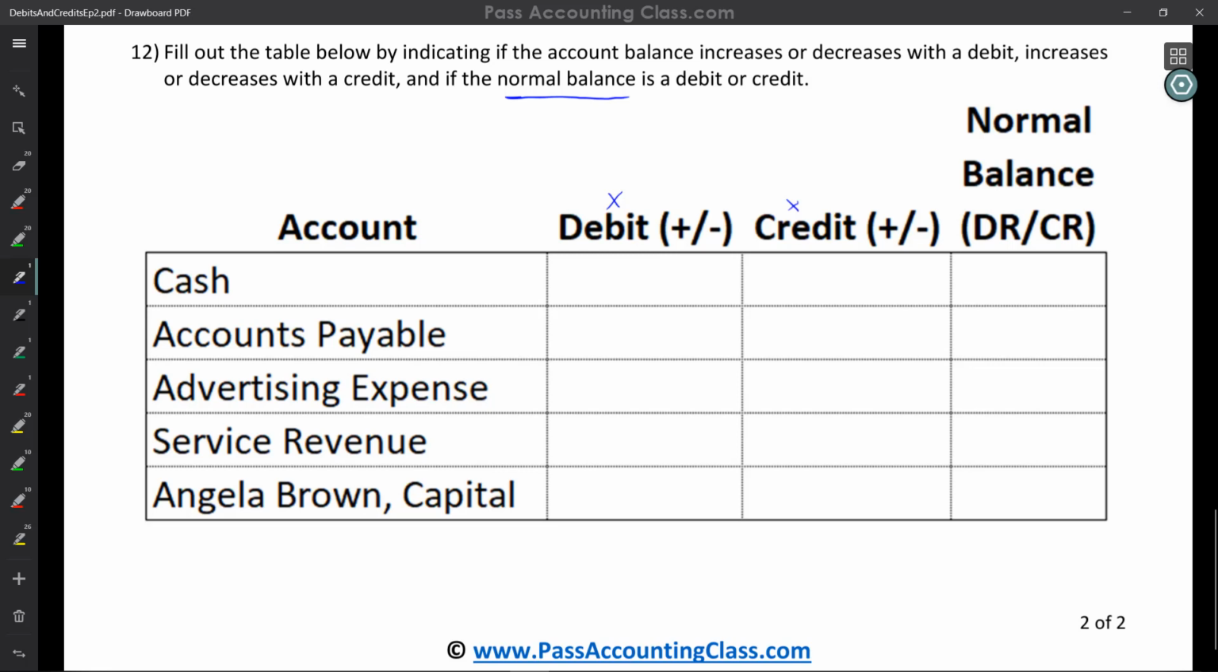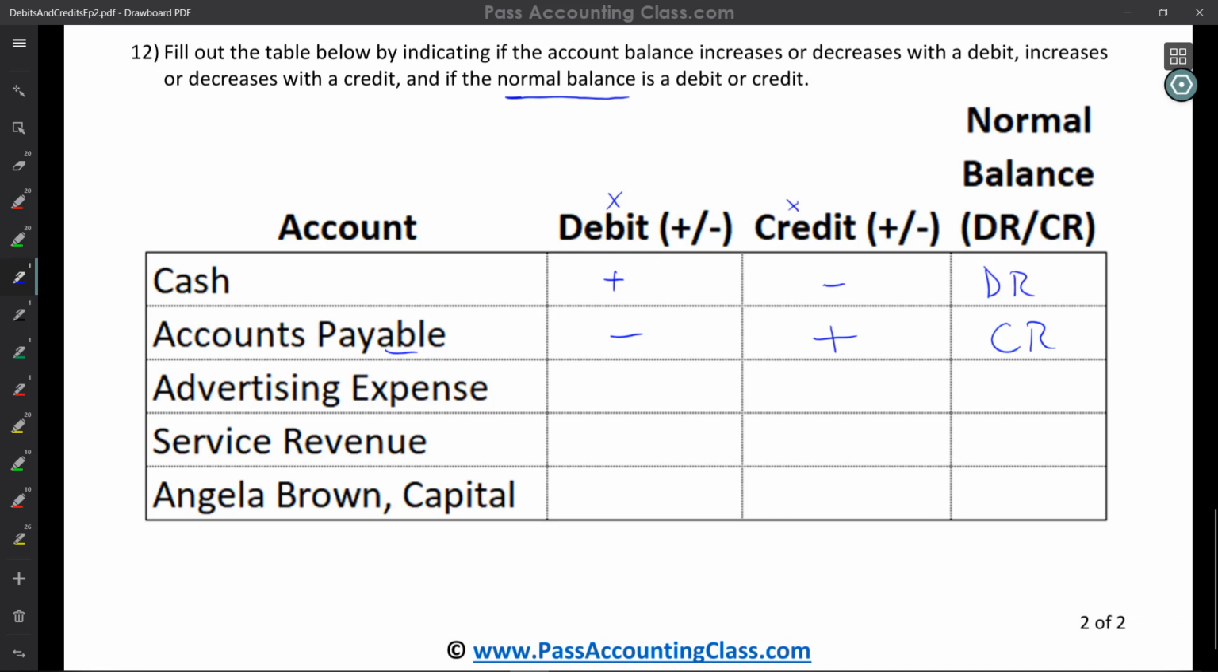So for cash, cash is an asset. We increase the balance of cash by debiting it. So that's going to be plus. By default, then, we are going to reduce the balance of cash by crediting it. So the normal balance, then, is going to be a debit. Accounts payable, whenever you see payable, that means it's a liability. A liability is going to have a normal balance of a credit. So we're going to increase the balance of a liability by crediting it, which means we're going to decrease the balance of a liability by debiting it. So the normal balance here is going to be a credit.